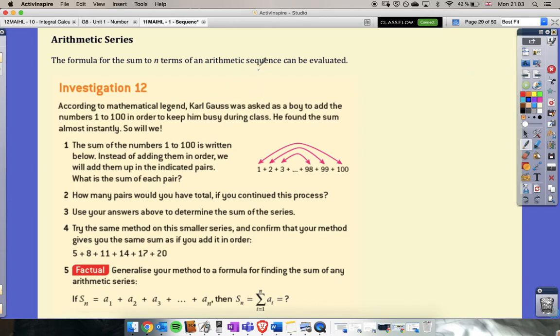So let's look at this idea of a series a little bit more. Pause the video and have a go working through this investigation. It is probably an idea you've looked at in the past when you've been talking about patterning.